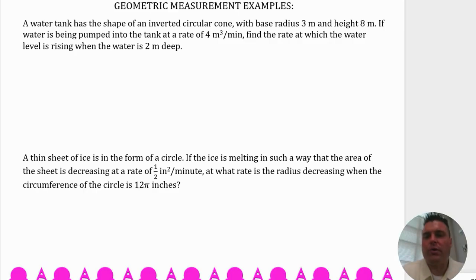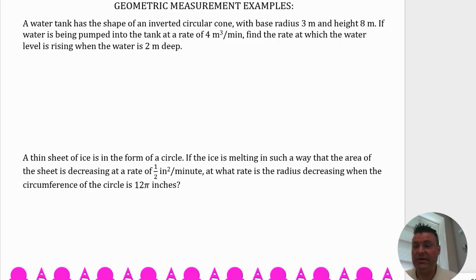So here we go for our first problem with our geometric measurement related rates problems. We have a water tank in the shape of an inverted circular cone with a base of 3 meters, a height of 8 meters. If the water is being pumped into the tank at a rate of 4 meters cubed per minute, find the rate at which the water level is rising when the water is 2 meters deep.